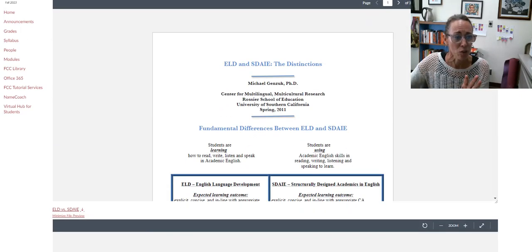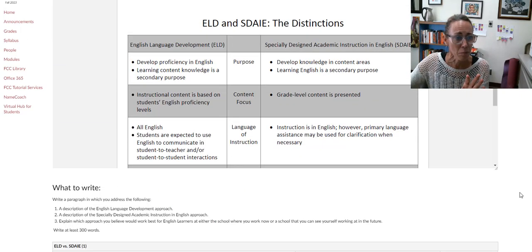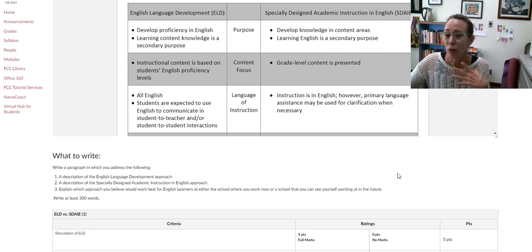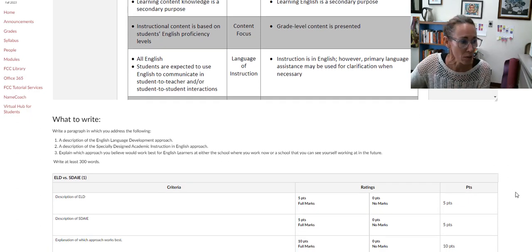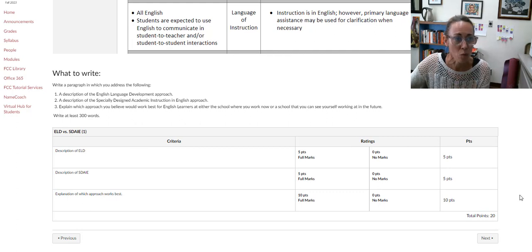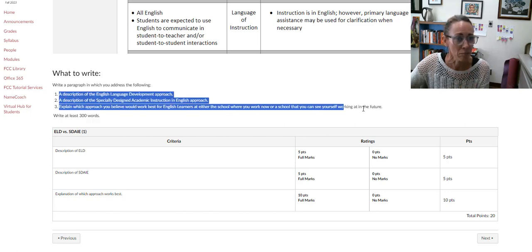So you can read about both. I've got some materials here for you. If you want to read further, look up some more articles, feel free to do that, but please link your articles, okay, if you do use some more different information. And I'm just asking you to write a paragraph about them and answer these questions.